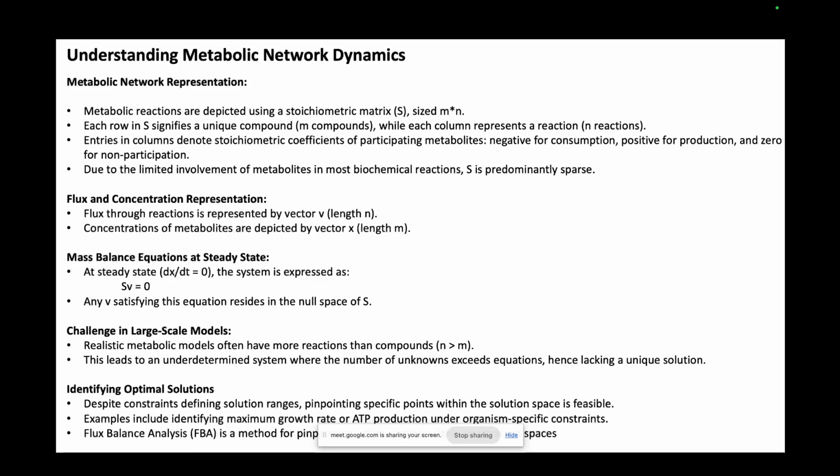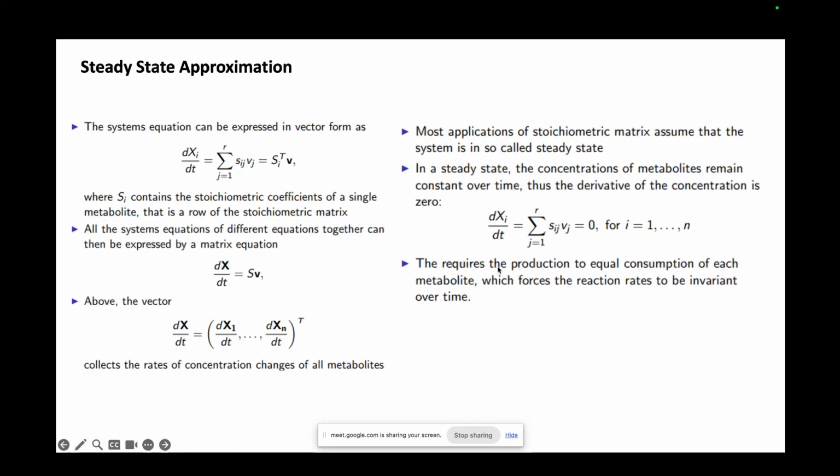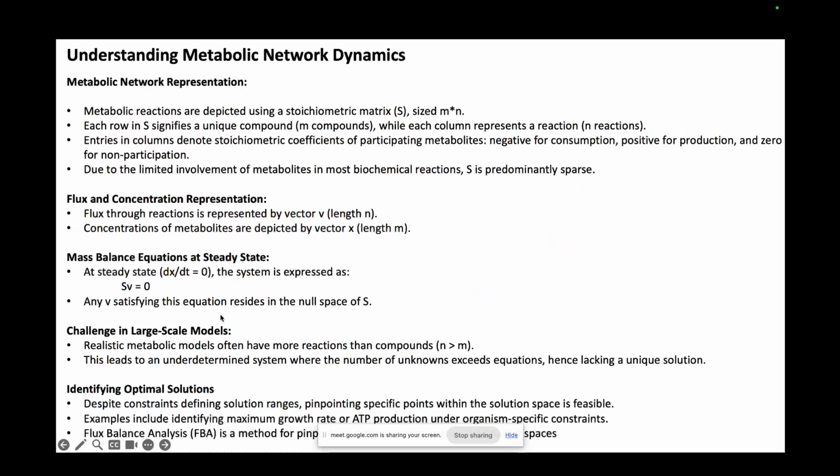Okay, so at steady state, what are the mass balance equations? As we saw here, it's basically dx/dt equal to the summation of the product of your reaction and your velocity vectors, equated to 0. So it's the same thing as Sv equal to 0, and any v that satisfies this equation resides in the null space of S. This is a matrix concept. If you are not familiar with it, it's not that difficult to understand.